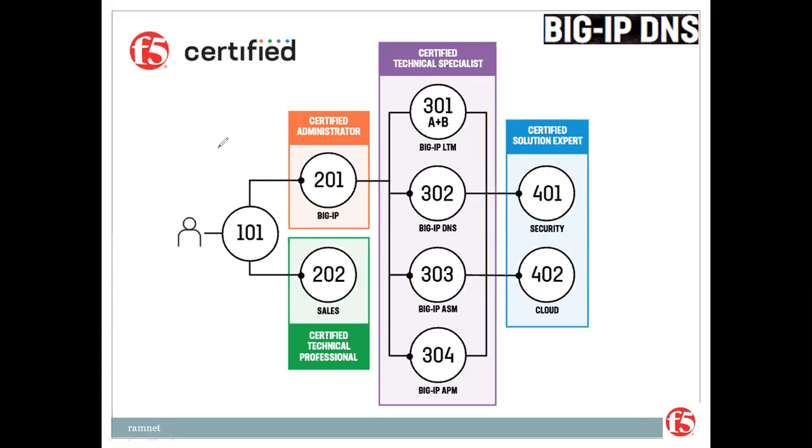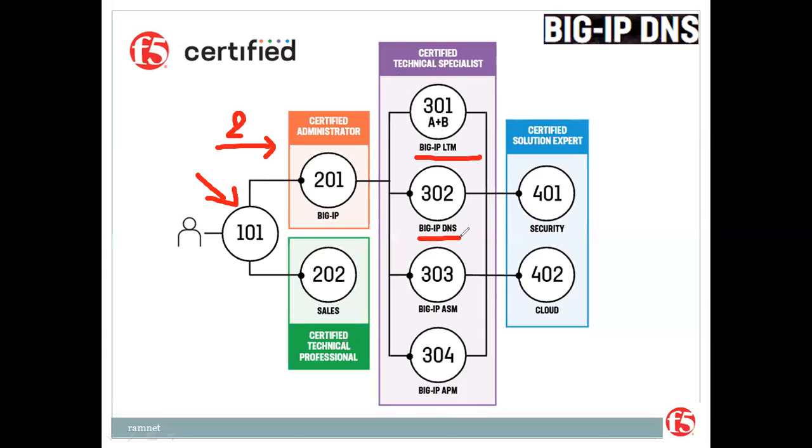People who are in support and pre-sales and others will go for certified administrator first. They have to finish 101 first, then go to the second step, 201. Then they can go to anything, like the technical specialist. This is the technical specialist screen. Like 301, they can take for LTM.